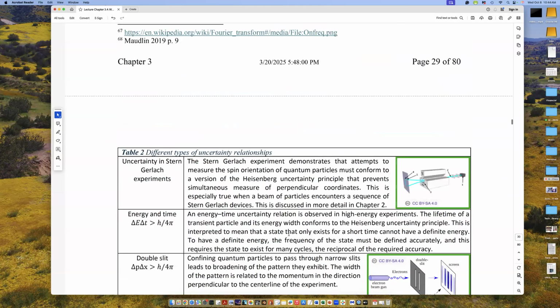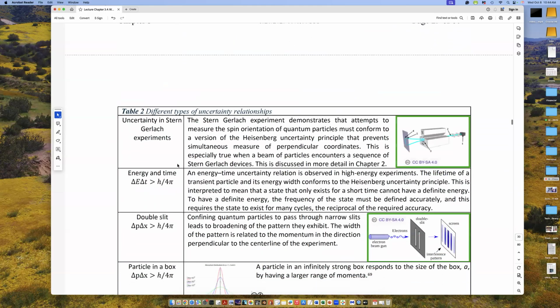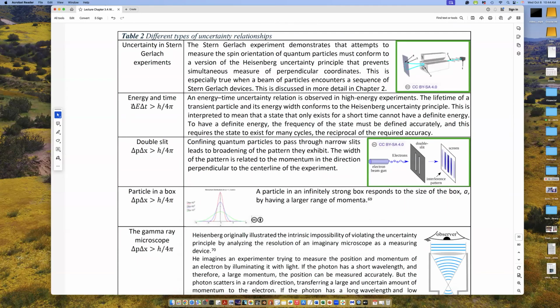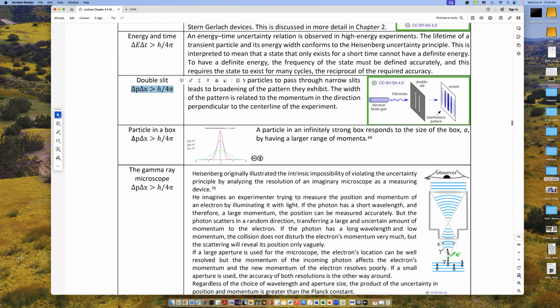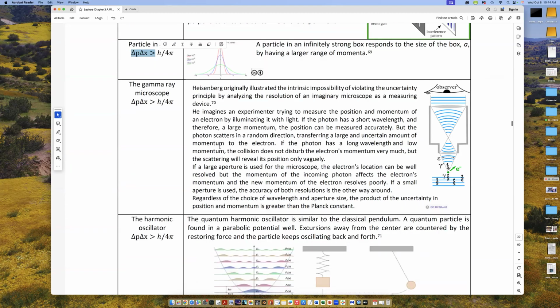So I've listed in this table some examples of uncertainty. Here's the one that relates energy and time. Here's one that pertains to the double slit experiment. Here's one for a particle in a box. Remember, I showed you that particle in a confined box. If you make the box narrower, if you make it smaller, the energy levels change because of the uncertainty principle.